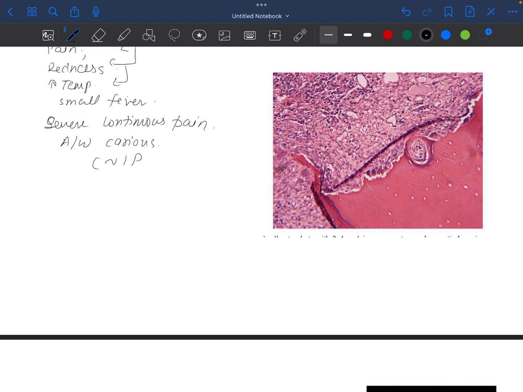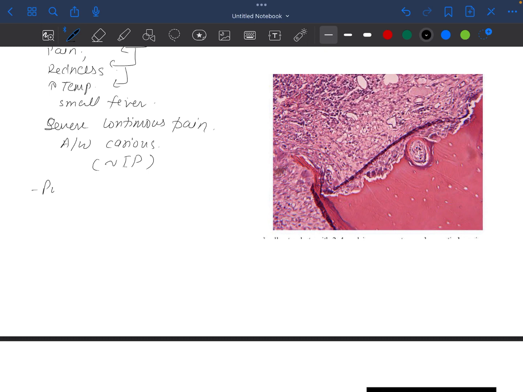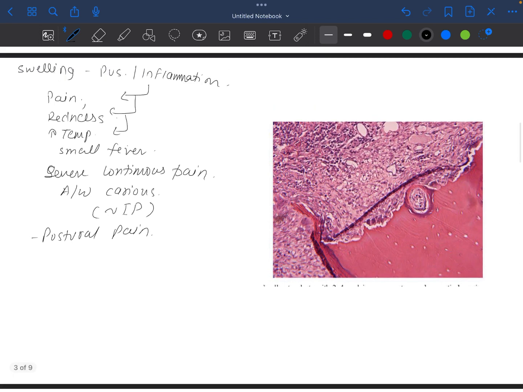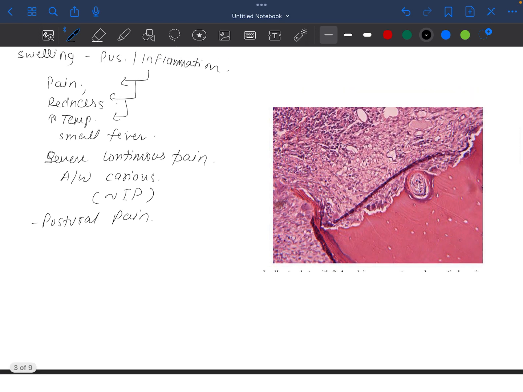So the patient will give similar symptoms of irreversible pulpitis, like continuous pain that persists even after removal of the stimulus, and when the patient changes posture, which is also known as postural pain. Postural pain is when the patient lies down, then the hydrostatic pressure is shifted to that particular position, and it will cause very severe pain. There is a swelling, so it's going to be a deformed or asymmetrical face.